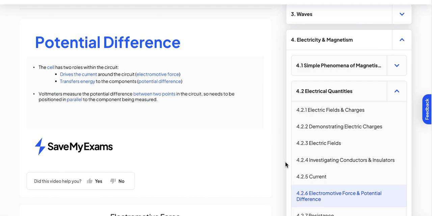Voltmeters measure the potential difference between 2 points in the circuit, and to do this, they have to be connected in parallel. And finally, remember that you can easily find the potential difference at any point within any circuit by colouring the branches from each terminal of the cell, battery, or power source.